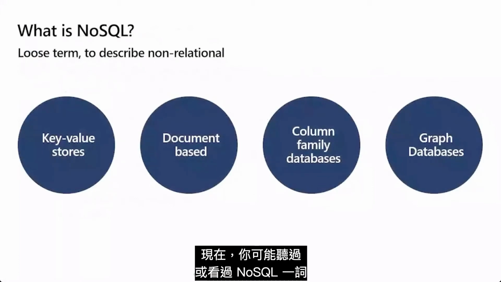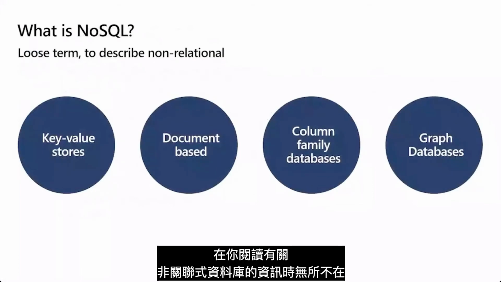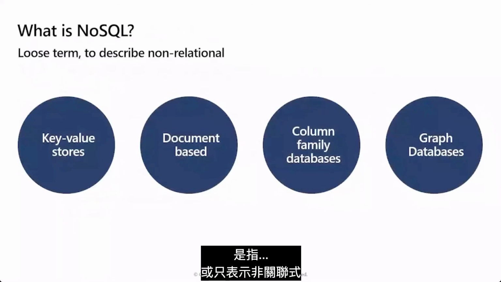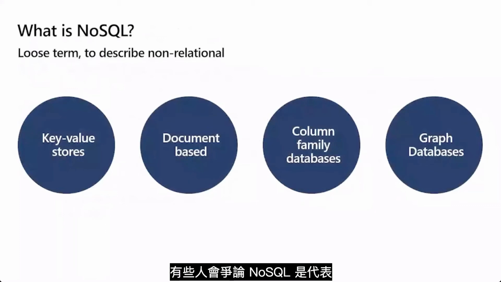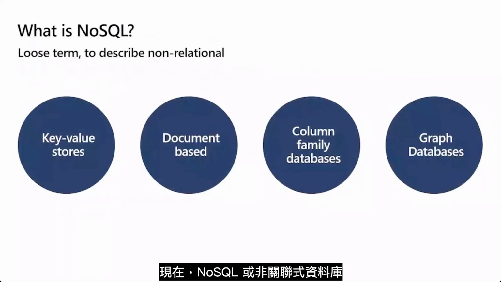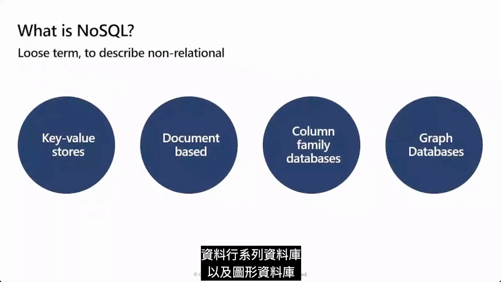Now, you might have heard or seen the term NoSQL floating around when you're reading about non-relational databases. NoSQL is a rather loose or generic term that simply means non-relational. Some people debate whether NoSQL means not SQL or not only SQL, but essentially it just means non-relational data. NoSQL or non-relational databases generally fall into four categories: key value stores, document databases, column family databases, and graph databases.